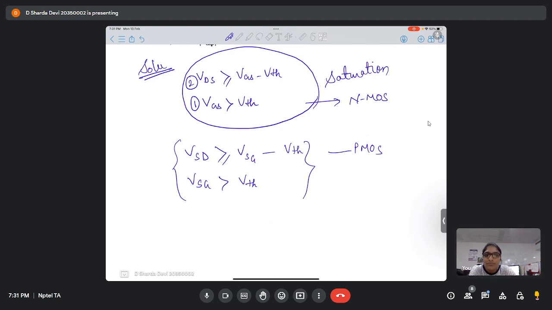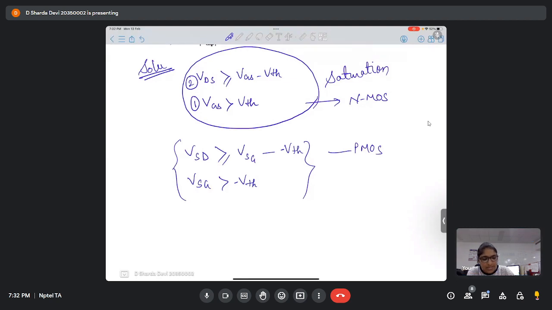VTH minus VSG or VSG minus VTH? Like VSG minus VTH. Whatever I have written under these curly brackets, these two equations, is it correct or not? It will come as minus VTH, no? Minus VTH. Okay, so you mean here I'll put another minus? That's what you mean? Yes, ma'am.